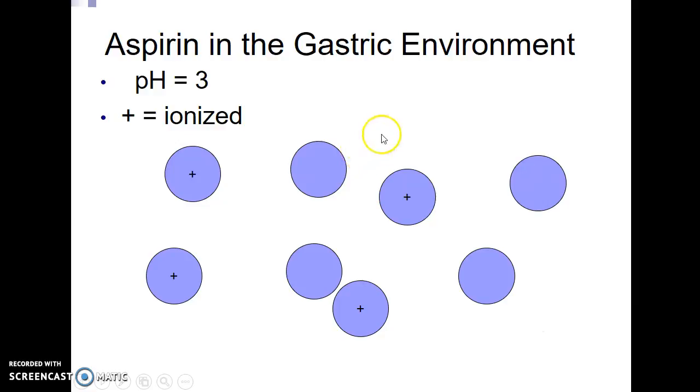So aspirin, we're going to give this example in the stomach, in the gastric environment. So that's the stomach. Its pKa is 3, and that happens to be the pH that many stomachs are at. It's the pH of 3. At that pH, half of the aspirin is ionized, which is represented by the pluses, and half is non-ionized. So that is the definition of the pKa, the pH at which a drug, when it's placed in that environment, is half ionized and half non-ionized, half lipophilic and half hydrophilic.